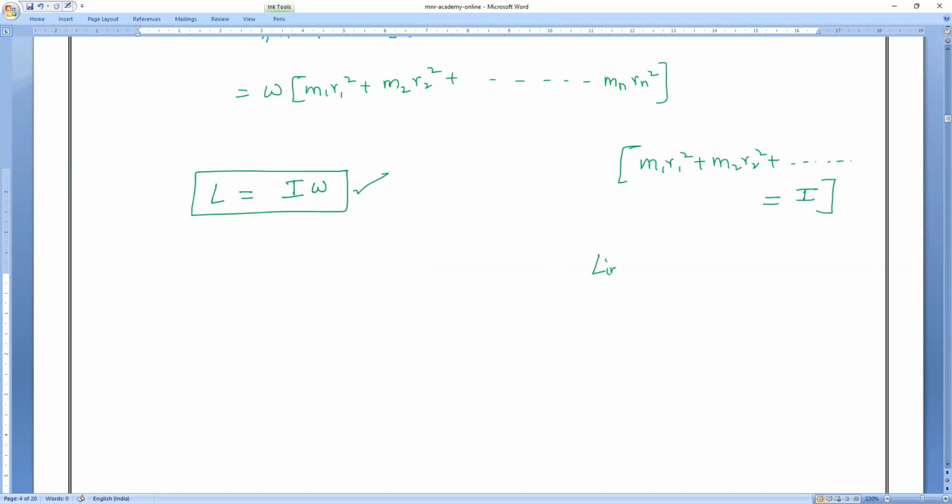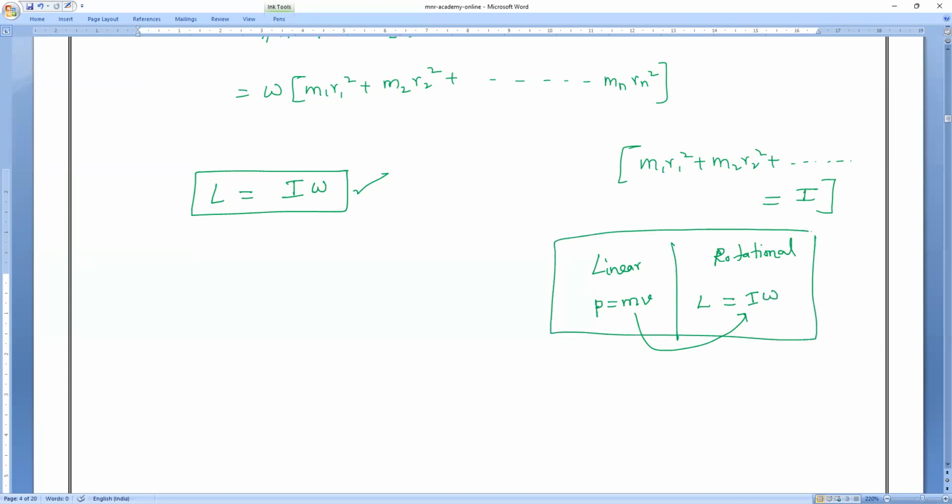Now, linear momentum, can you tell me the formula? Please respond. P is equal to M into V. Now for rotational or angular, P becomes L. M in linear becomes what in rotational? I. And V becomes omega, angular velocity. So that is the angular momentum of a purely rotating body, I omega. That is what you have to remember. Any doubt, you can ask me.